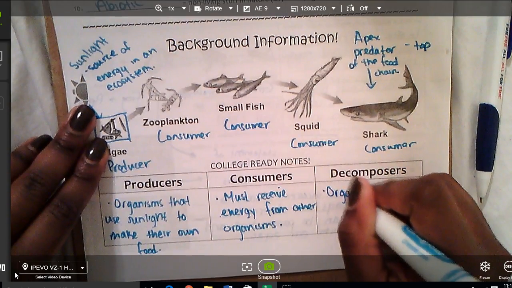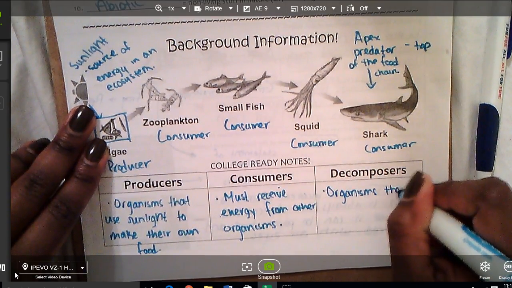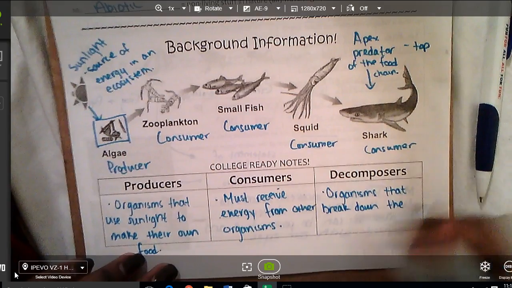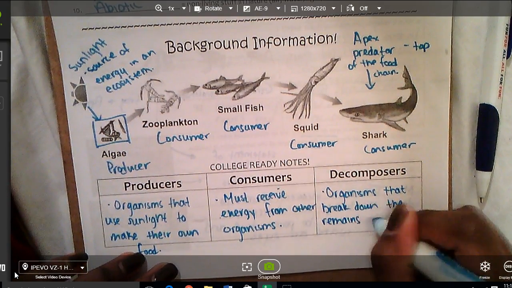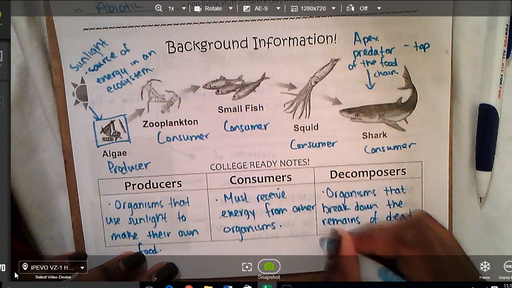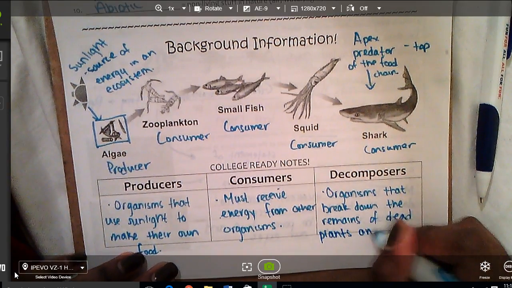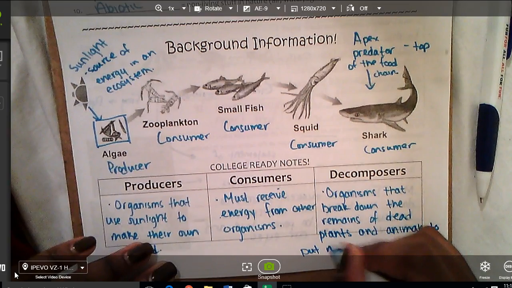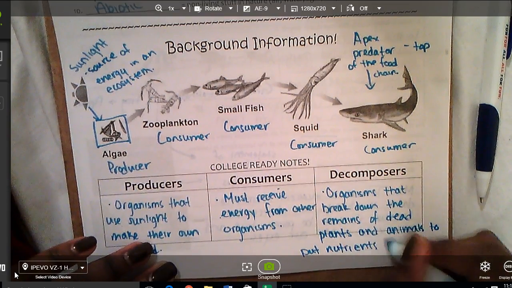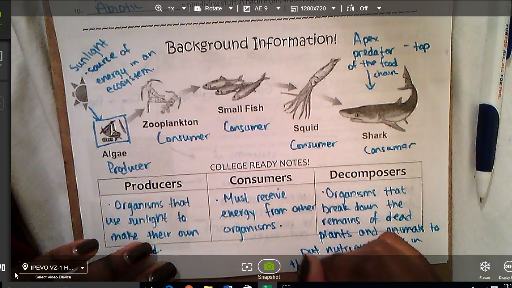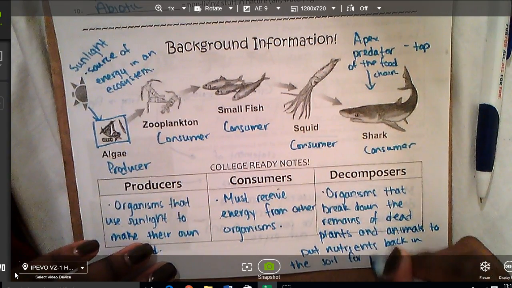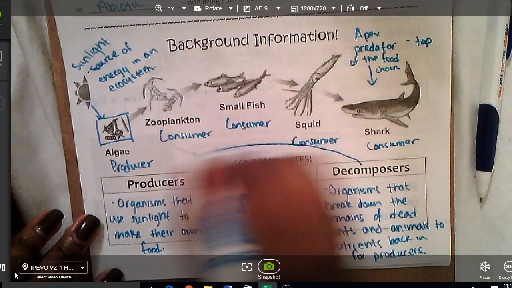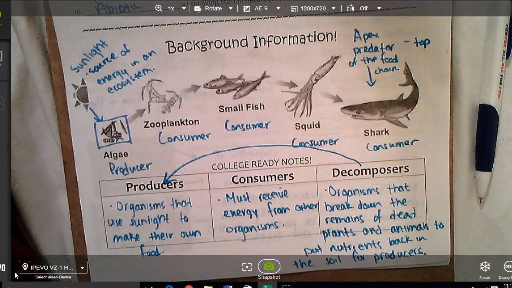These are organisms that break down the remains of dead plants and animals to put nutrients back in the soil for producers. So decomposers are essential to the growth and development of producers.